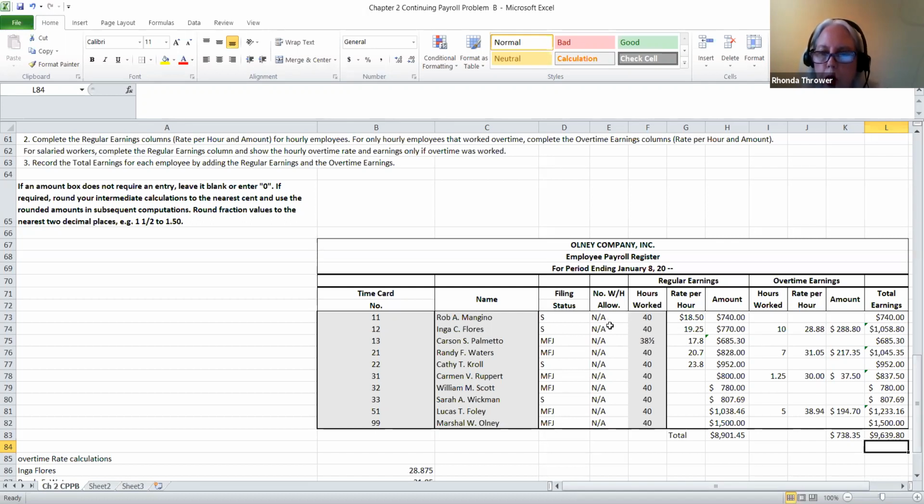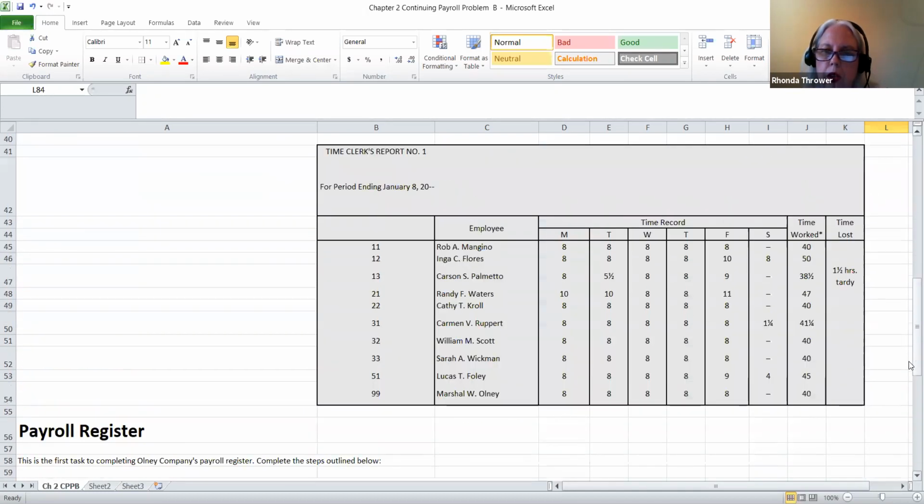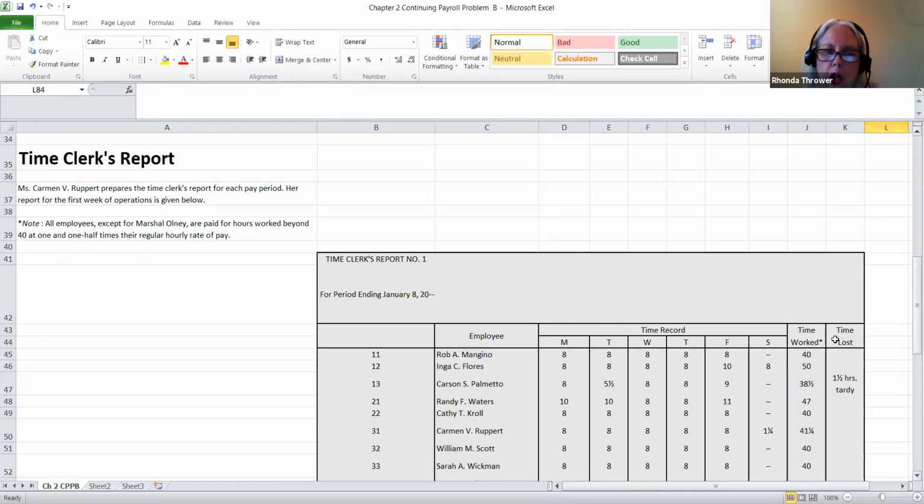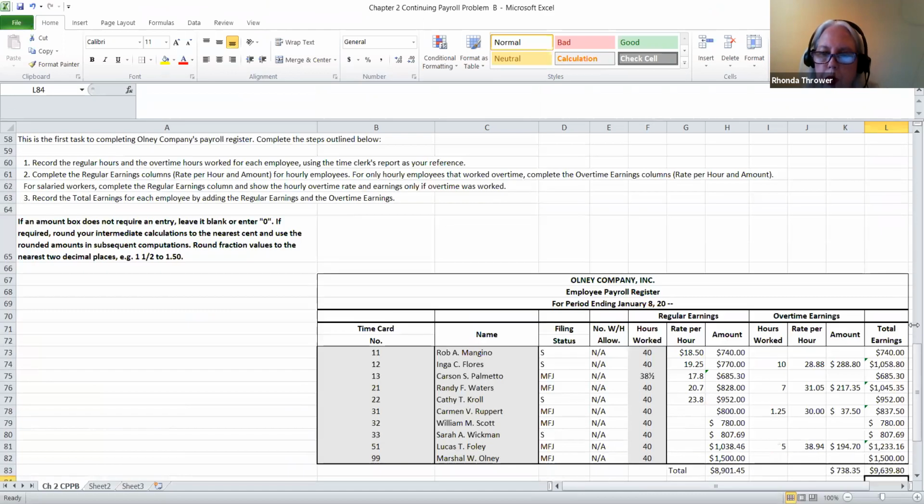What you will have to write down is the hours worked. And you're getting the hours worked from the weekly time clerk's report. And for Robert, he worked 40 hours. So this 40 hours would be plugged into the payroll register. And the same is true for all of the workers.